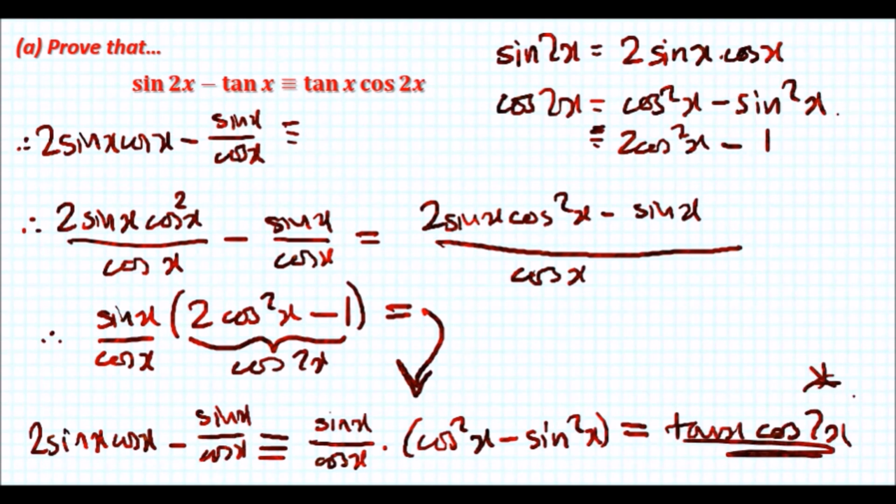So recap, always convert everything into sines and cosines, yeah? Always convert them to sines and cosines, because the reason why is this will make your life a hell of a lot easier. But anyway, that's it for now, and I'll see you on part B.